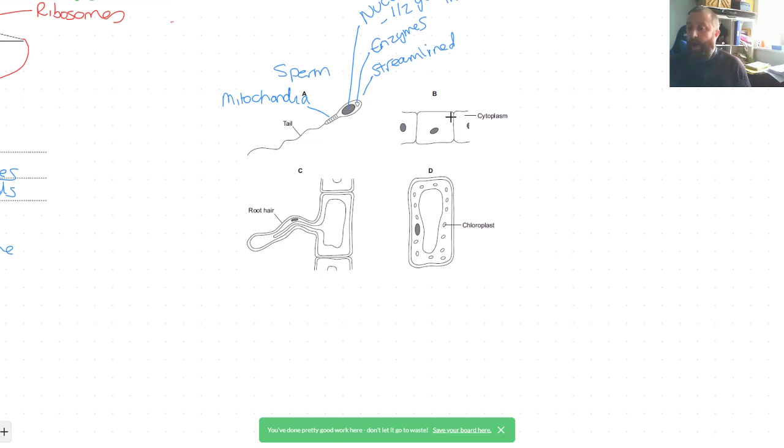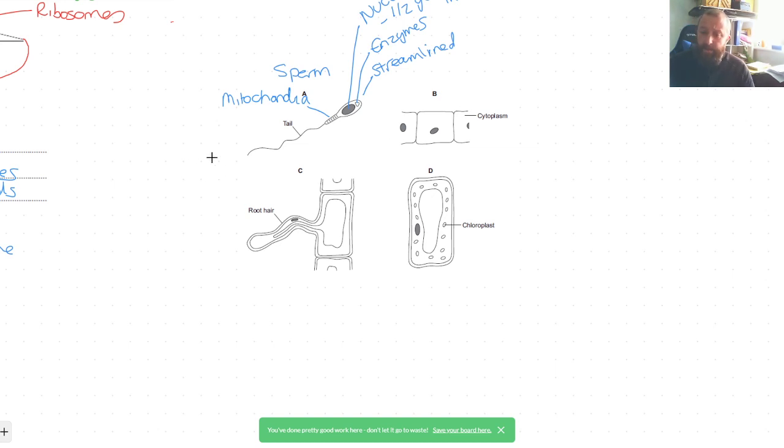It could have lots of ribosomes if it was in a gland, but they haven't labelled that on there. So in this case, we're probably looking at some form of epithelial cell, which is like a skin. Yeah, we can't really tell much more about this one.